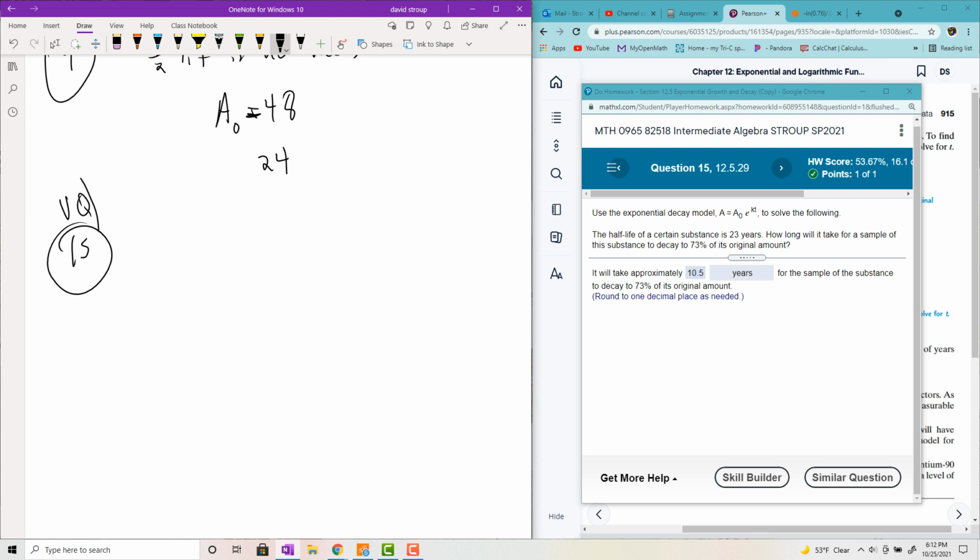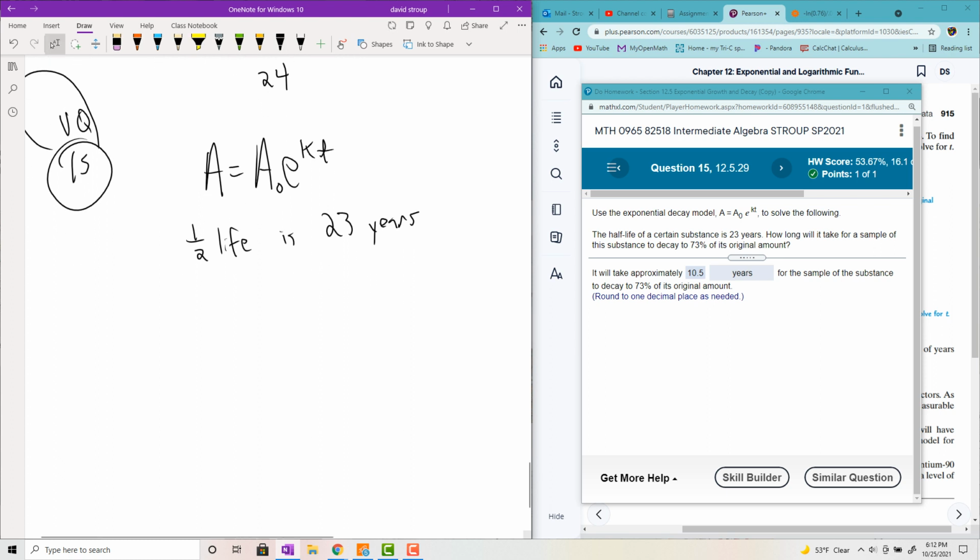All right, so you got your exponential decay model. In this problem, though, they're not going to give you the k value, right? But they do tell you the half-life. The half-life is 23 years. How long does it take for the substance to decay to 73% of its original amount? So 0.73 times a sub 0.